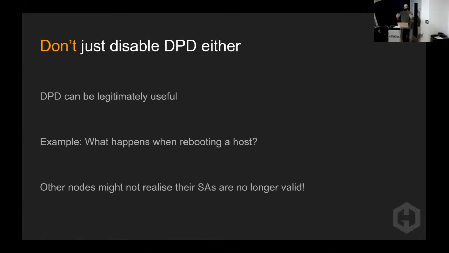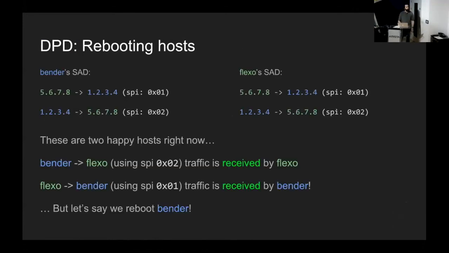So what happens if you have two hosts and one of the hosts crashes? You'll have something like this. Picture you have two hosts, Bender and Flexo. Both of them have two security associations with each other. They can talk to each other. They're both happy, right? But say that, for example, Bender crashes.